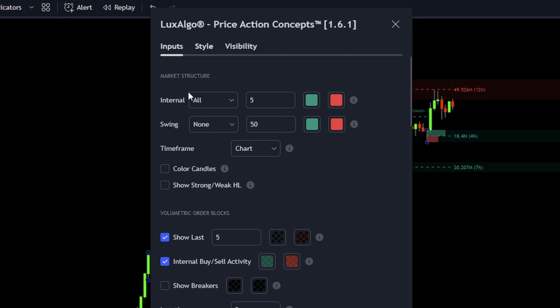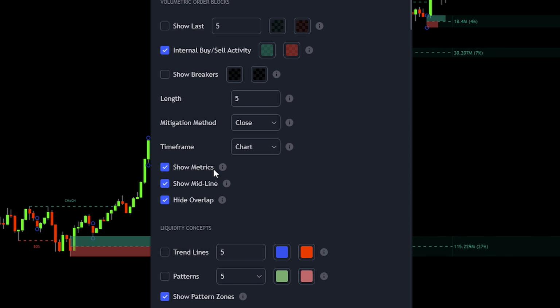For this strategy, we only want to use the internal market structure. So here we choose All. We leave the look-back length by default, and we are going to disable everything else that is actually enabled.